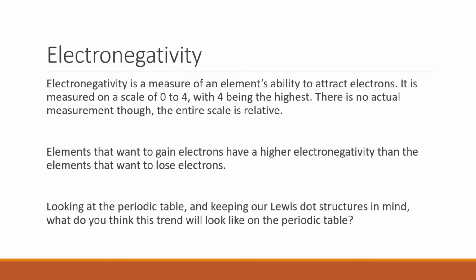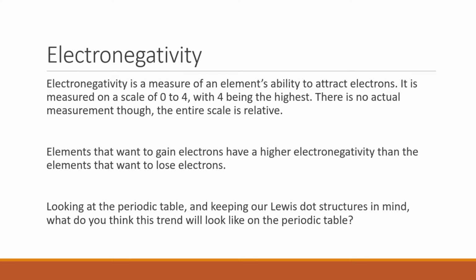Hello everyone, and welcome to today's chem lesson. Today we are going to look at our second of three trends, electronegativity, and how we can use the four corners of the periodic table, the number of shells, the number of valence electrons that these elements have, to determine which has the highest electronegativity, which has the lowest electronegativity, and which direction our trend is going to go.